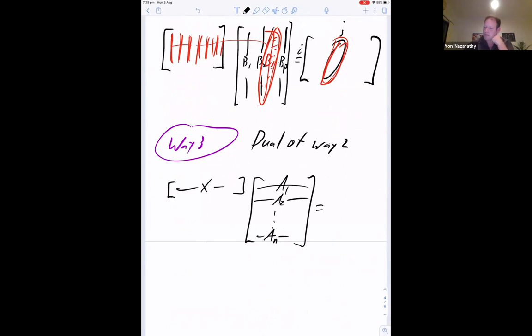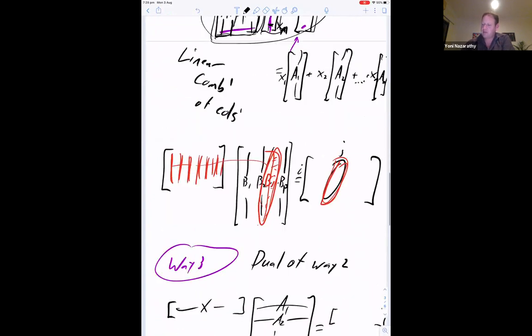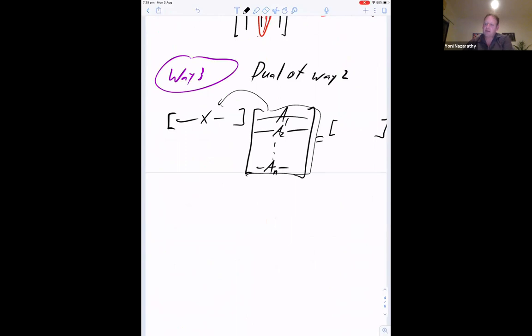Okay, so the result of this is going to be, again, a vector. Just like here, when we had a matrix operating on a column vector on the right, it gave us a column vector. This is, you could say, a matrix operating on a row vector, where the matrix is now from the right and the row vector is from the left, and it is going to give us another row vector. Okay, what's this row vector going to be? It's going to be a linear combination of the rows. So this row vector is x1 times A1, plus x2 times A2, plus xn times An.